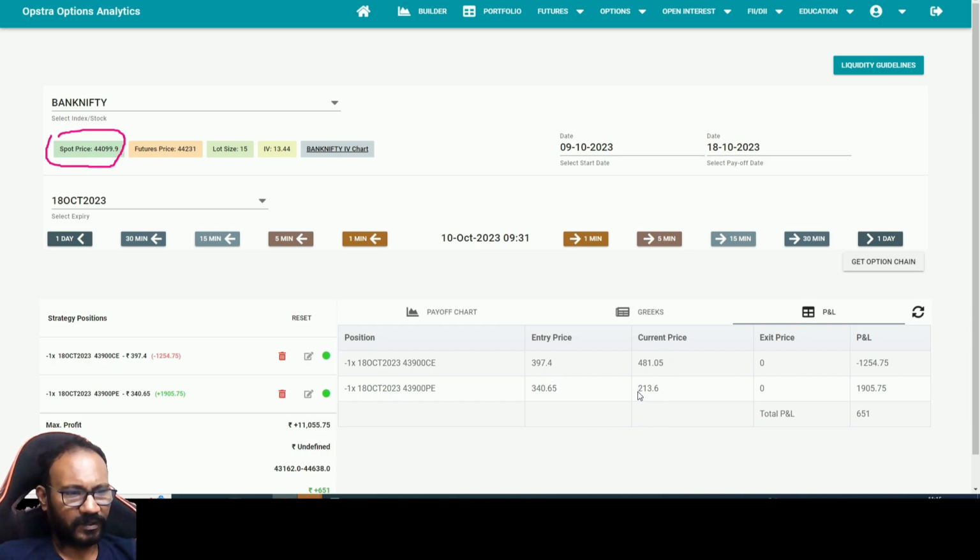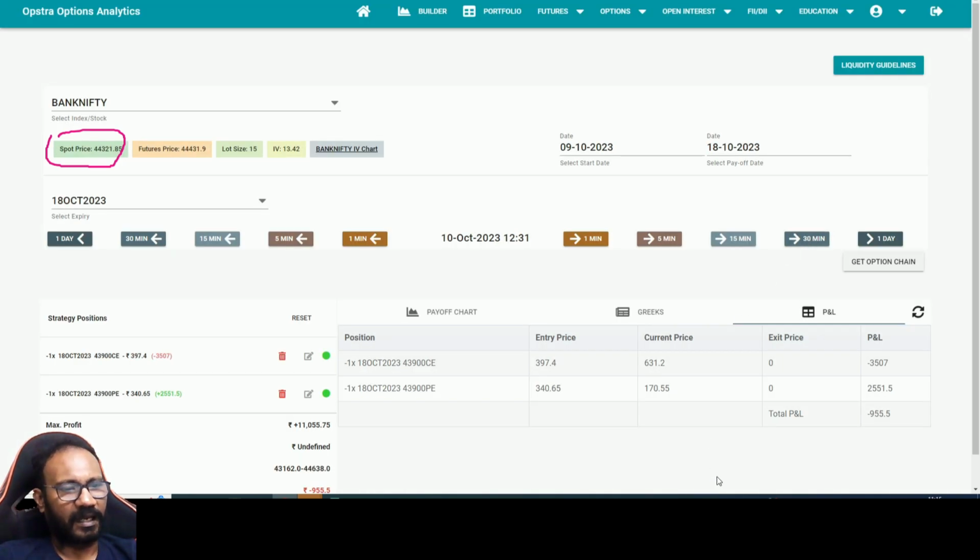Now you may see that the premiums are becoming very different. The calls are trading at close to 480 rupees, and the puts are trading at 200. Usually people don't do any sort of adjustments here. So let's skip it and go further. Let's say the premiums suddenly have a huge difference. That's when we will act.